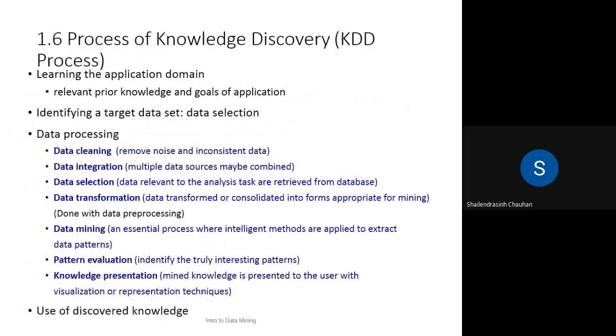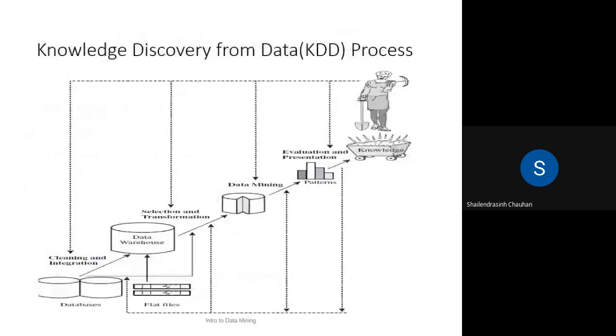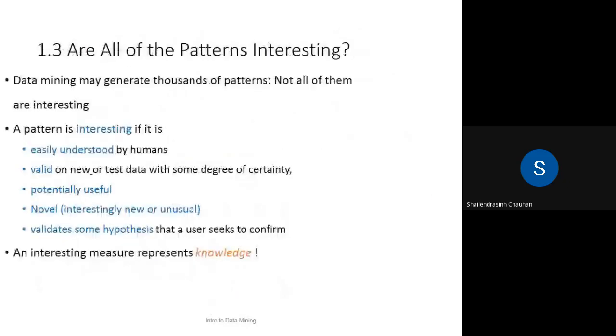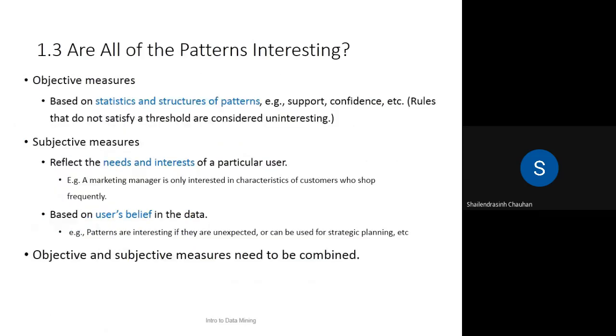Then the KDD process, the most important topic. You should know each step. Then on what basis you are going to identify whether patterns are interesting or not. You have two types of measures, objective and subjective. In objective, you again have various measures like support and confidence. So you should know which kind of measures should be there in objective, and which kind of measures should be there in subjective measures.